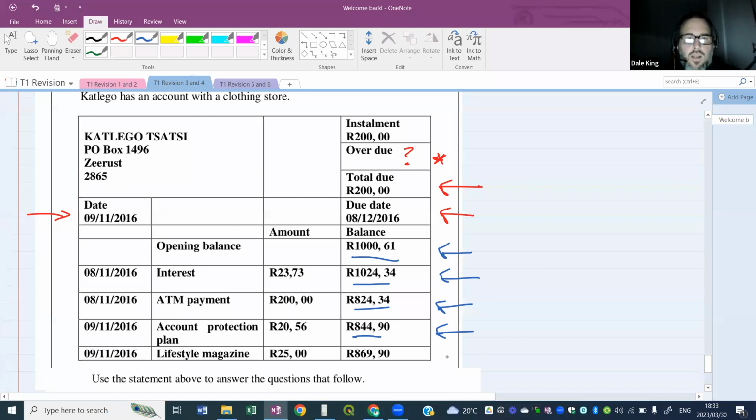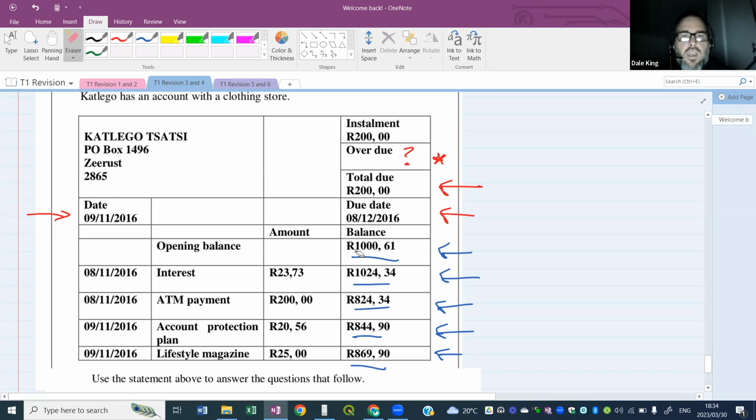And then right here at the bottom, we have a lifestyle magazine. This store puts out a magazine every month, and this person, Katlego, has signed up for this, and the magazine costs 25 Rand. They'll post you the magazine, and that's added onto the account here as well for this new total over there. So that's just a description of all the items.